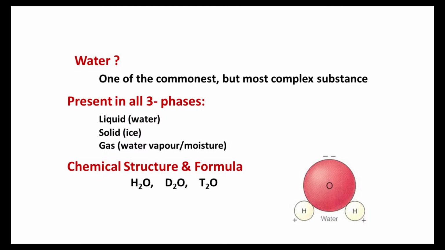This water is present in all three phases: in liquid form, in solid form as ice, and in gaseous form as water vapor or moisture. The chemical formula is H2O, D2O or T2O, as shown in the diagram.